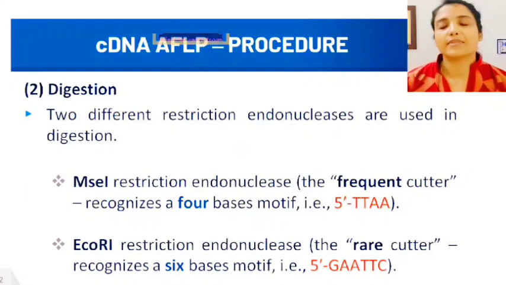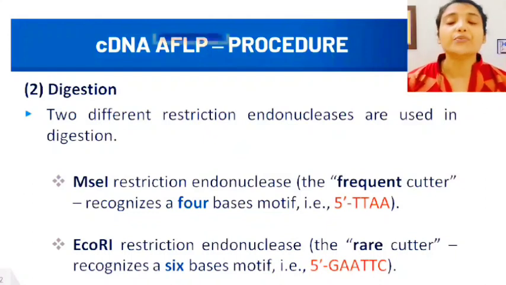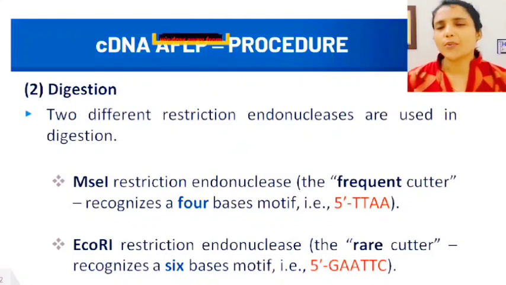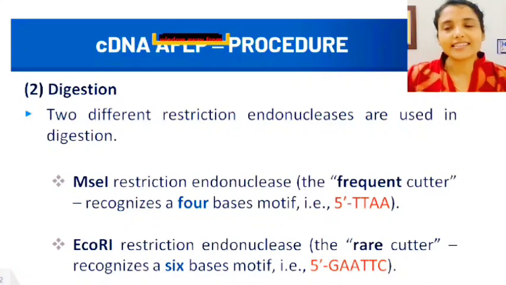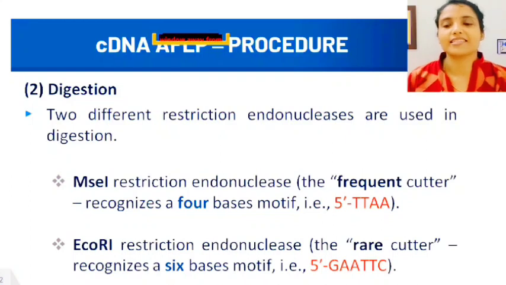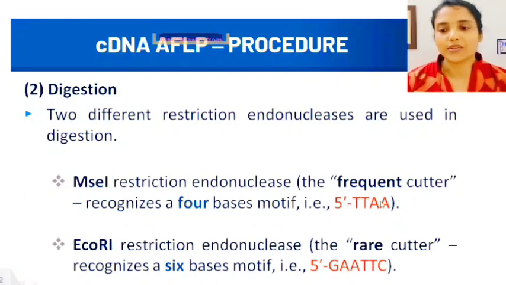The second step is digestion. When you hear digestion, you know it will be the use of restriction endonucleases. Here we're going to use two types of restriction endonucleases. One is MseI, which is a frequent cutter, because it has recognition sites along the cDNA frequently. It has a 4-base motif, that is, it recognizes 5'-TTAA, a very frequent sequence that will occur in your DNA sequence.